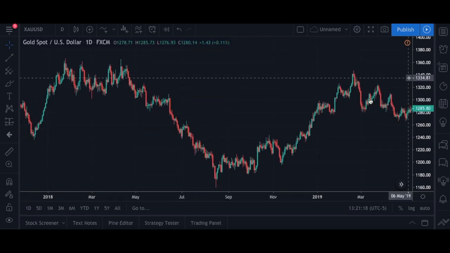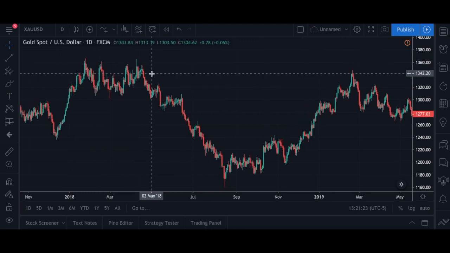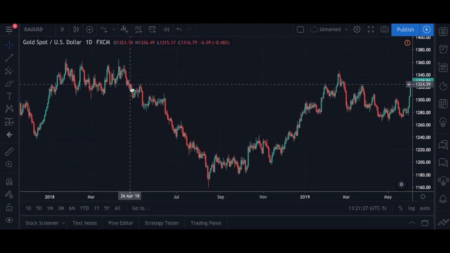So let's say I look at the daily and I see, from April 2018, that price had this consolidation, and then it started to trend down.